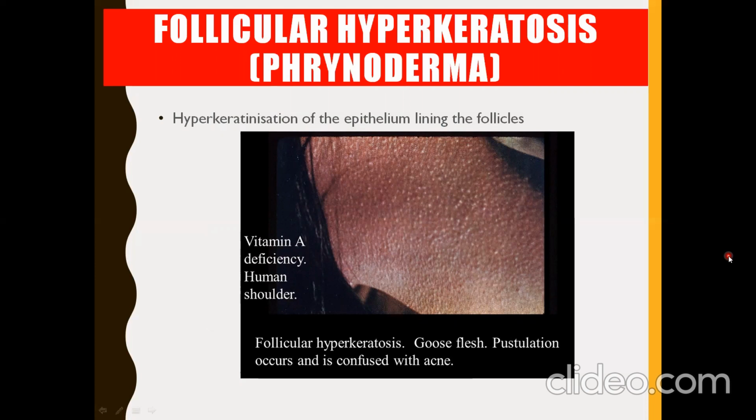Next, we will see the other deficiency manifestations. The change that occurs in the skin is follicular hyperkeratosis, otherwise known as phrynoderma. Because the mucosal epithelium integrity is lost in vitamin A deficiency, it becomes thickened and keratinized. This is usually confused with acne. So these are the follicular hyperkeratotic changes of the skin in vitamin A deficiency. Here there is hyperkeratinization of the epithelium.